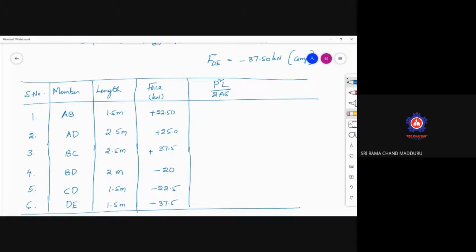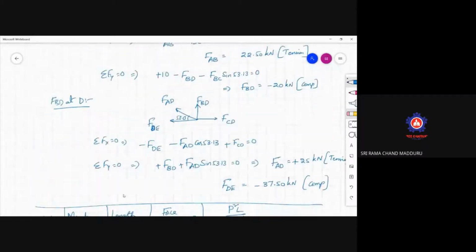So do this calculation here. This is P, 22.5 whole square into, now understand here, this unit is in kilonewtons. Length is in meters. 0.5 by 2 into. Just to see the question, area of the cross section is mentioned as.